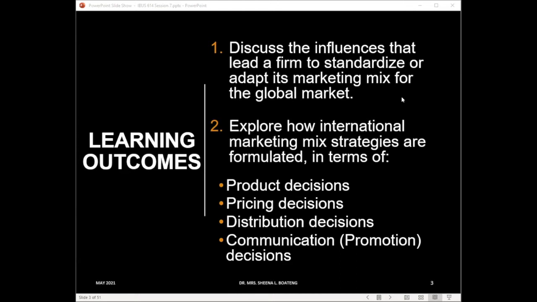So by the end of this session, we will look to discuss the influences that lead a firm to either standardize or adapt its marketing mix, being the elements we have just mentioned, for the global market. And then secondly, to be able to explore how each of these individual marketing mix elements are combined in the form of global marketing strategies in international markets. So like I mentioned, we will look at product and pricing today, and then we will look at the remaining 2 elements in the next session.